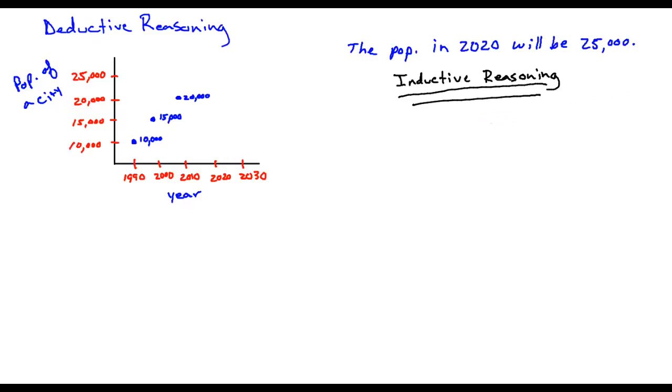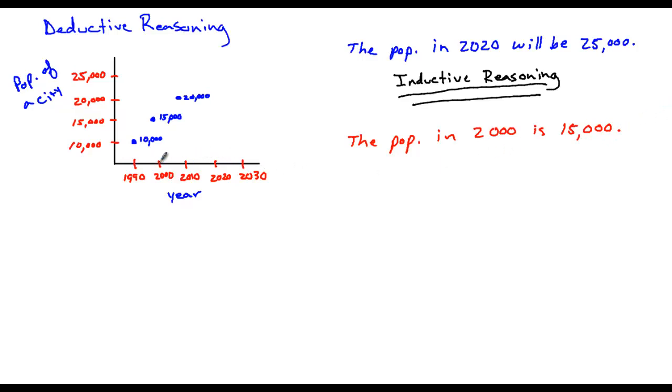Now I'm going to write another statement. This is a conjecture up here. This is a statement I believe to be true based on inductive reasoning. So I'm going to write another conjecture. And it's going to say that the population in 2000 is 15,000 people.